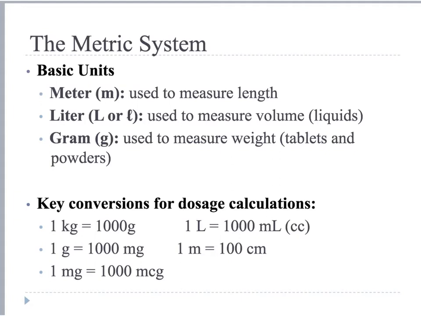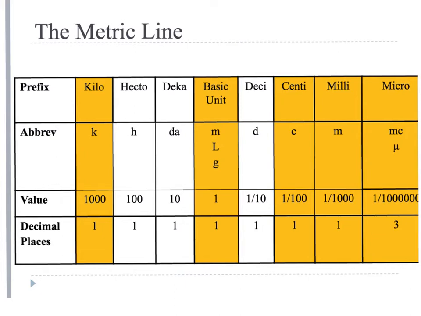And one measurement that we should look at for length is that 1 meter is equal to 100 centimeters. So these are some key conversions. These would be ones that would be a good idea to memorize so that we know those different conversions. But I can get any of those conversions by looking at our metric line.